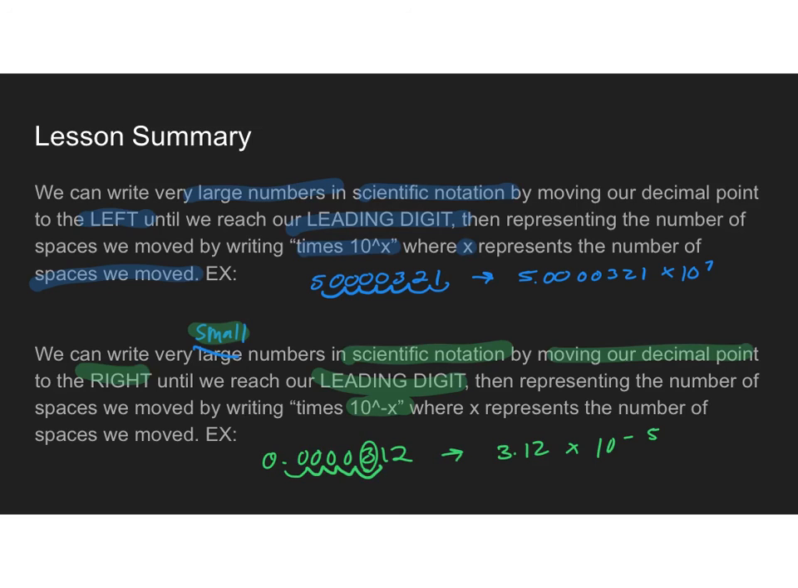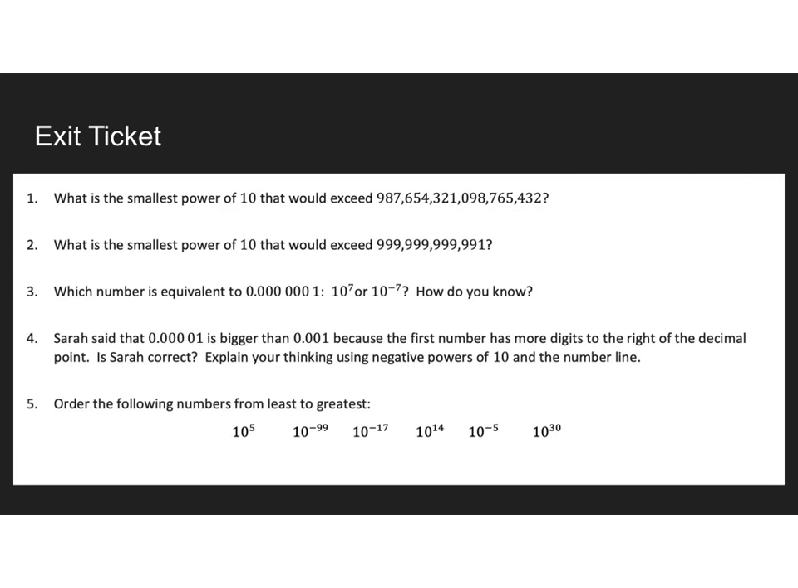Okay, let's look at what our exit ticket is going to be about today. All right, here's your exit ticket for today. The first one, you are writing this number in scientific notation. The second one, you're writing this number in scientific notation. The third number, I want you to decide if this is 10 to the 7th or 10 to the negative 7th, and you're going to explain how you know.